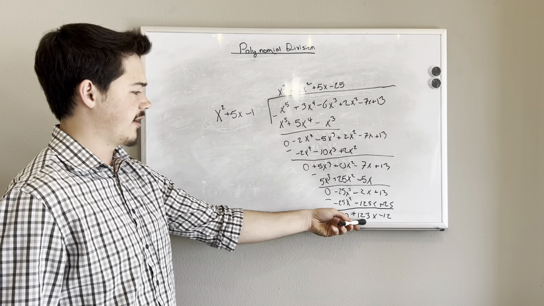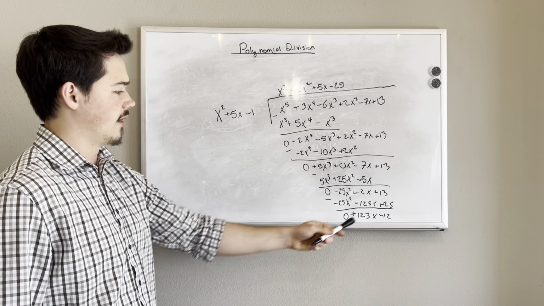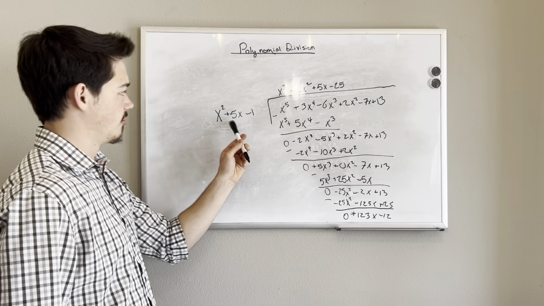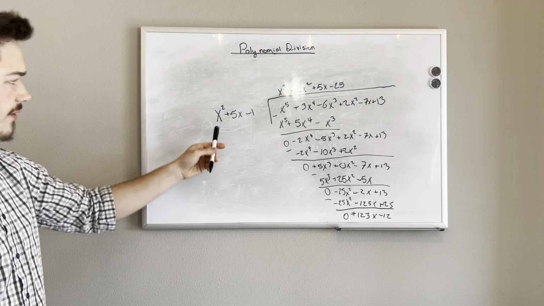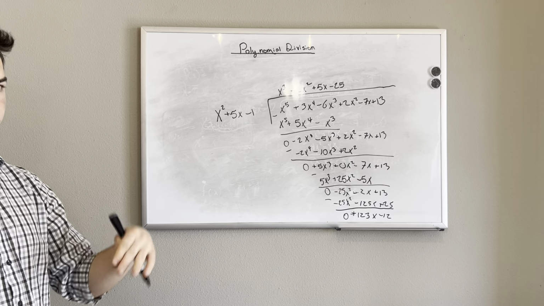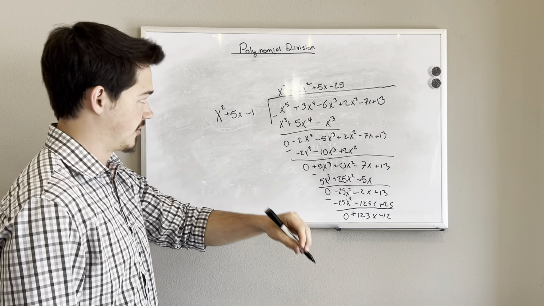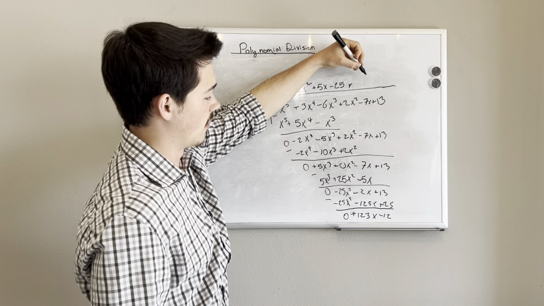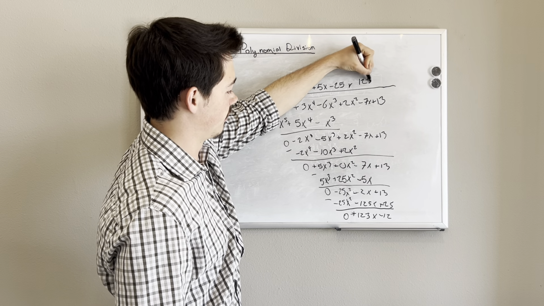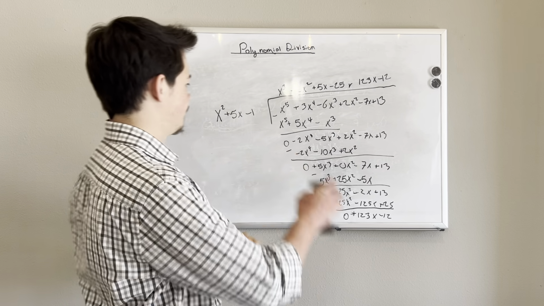And then we can see here, even though it's not just an integer, our largest exponent of x is smaller than our largest exponent of x in the divisor. So we don't divide any further without it becoming a mess. That's just our remainder here. So r, to signify remainder, 123x minus 12.